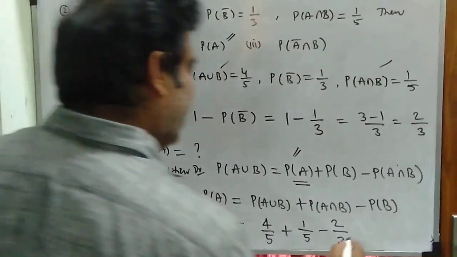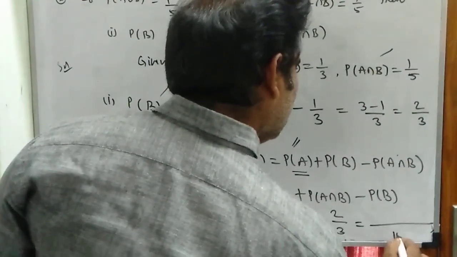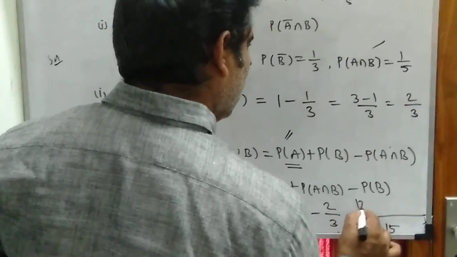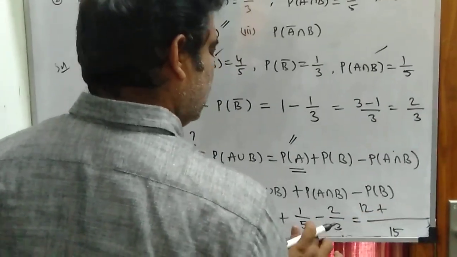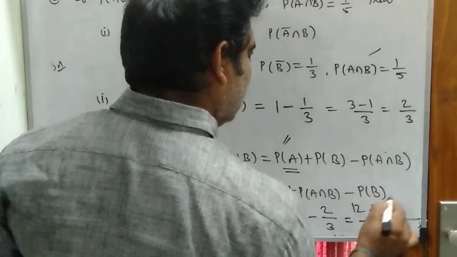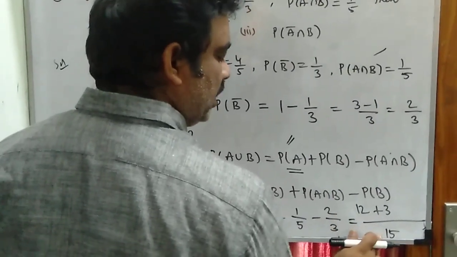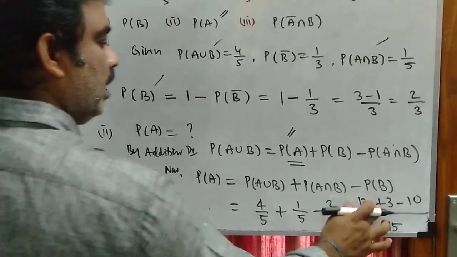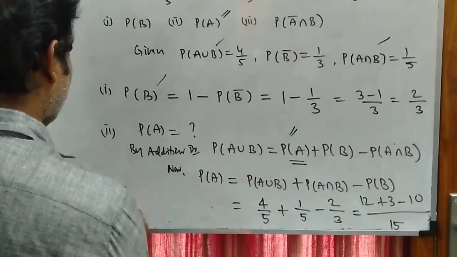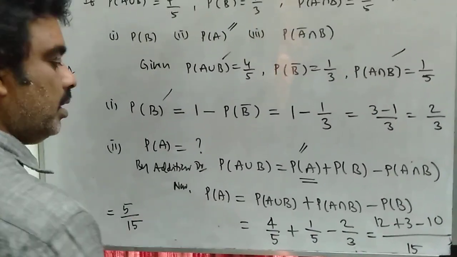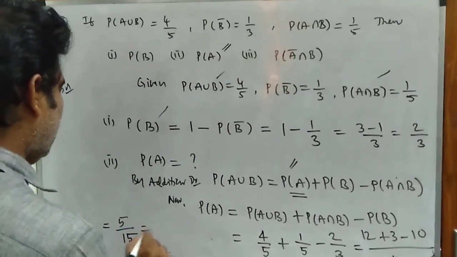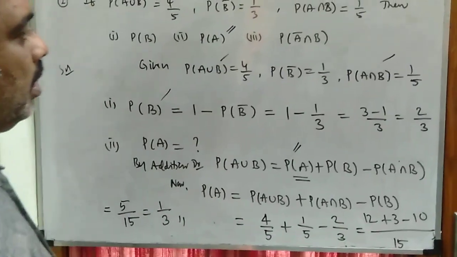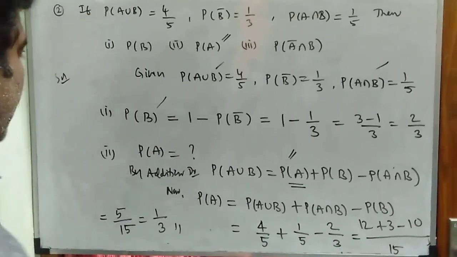So on simplifying, the LCM is 15. 5 3s are 15, 3 4s are 12, plus 3 into 1 is 3, 3 5s are 15, 5 2s are 10. So that is 15 minus 10, that is 5 by 15. So 5 1s and 5 3s, 1 by 3, is the required probability.